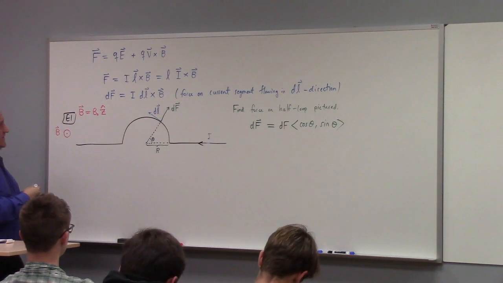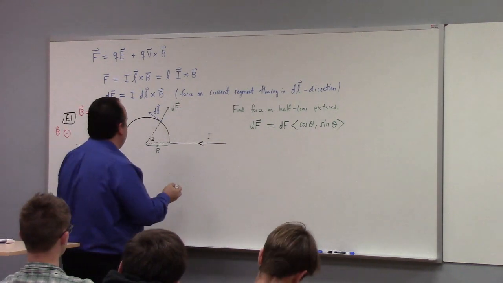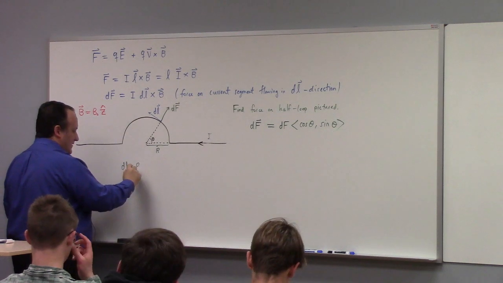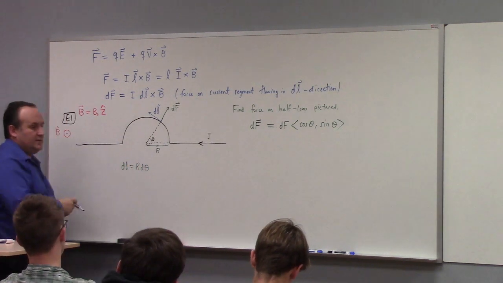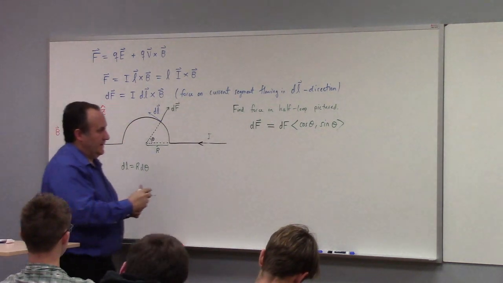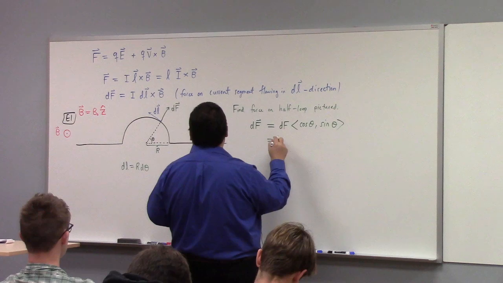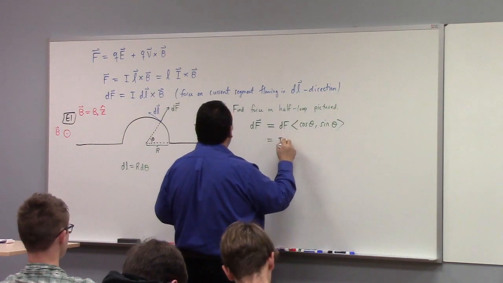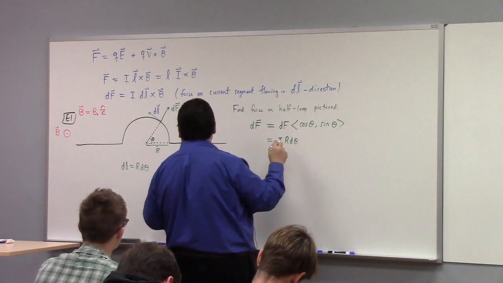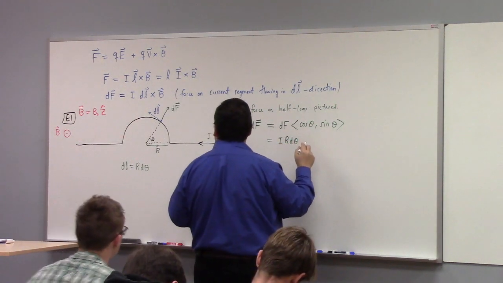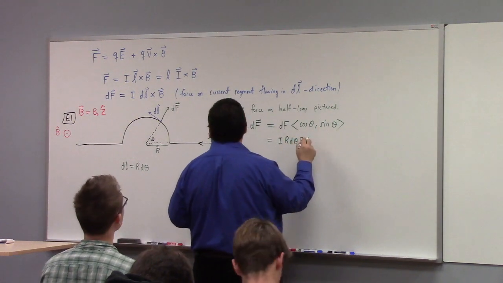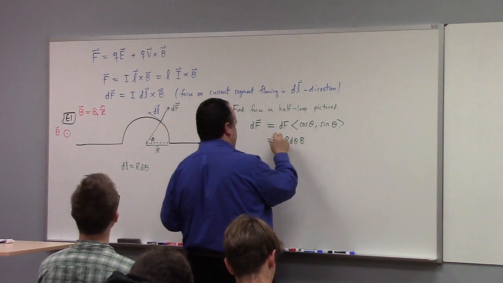So to be more specific, what's my dl? It's r d theta, right? dl is r d theta. And so I can rewrite this as I, dl is r d theta, and then times the magnetic field, and then times what?